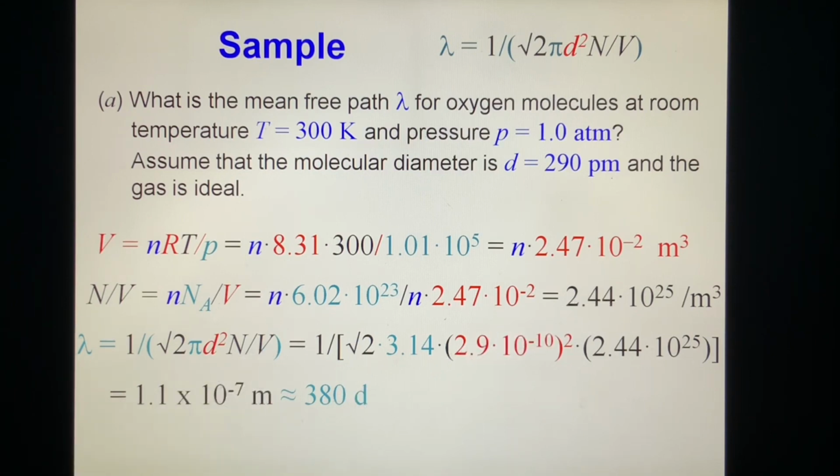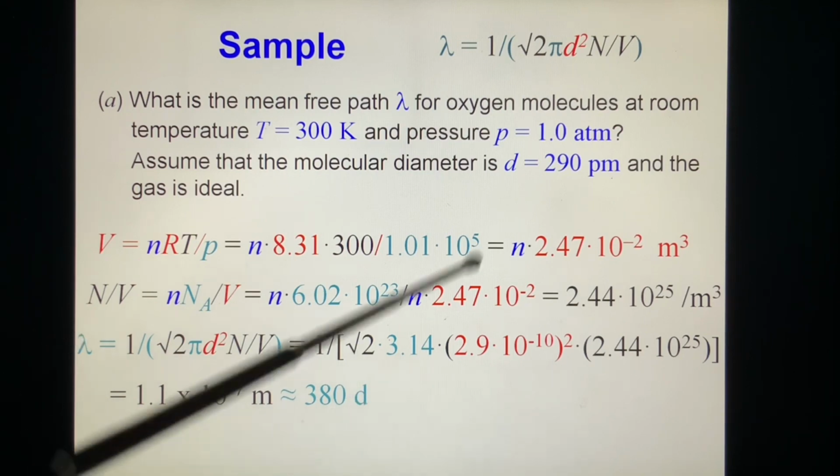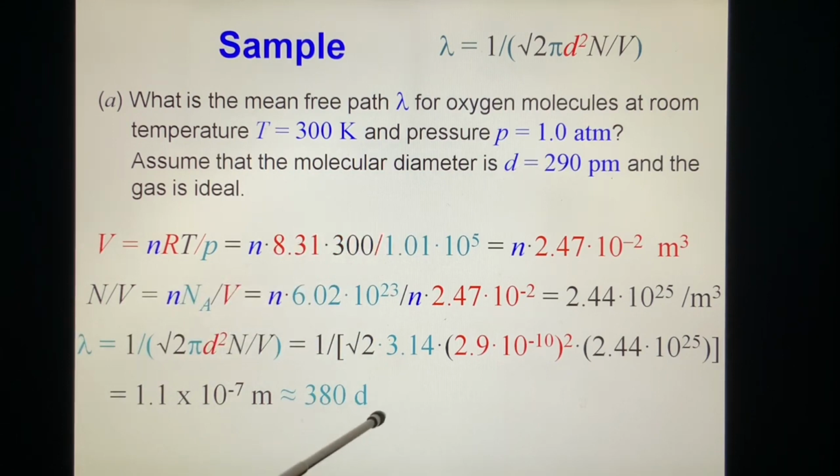Here, let me explain that. We say ideal gas, what do we need? We need the distance between molecules to be much larger than the diameter. Lambda is about 380 times d, much larger than d. Now let's see the distance between two oxygen molecules, which is about 11 d, much smaller than lambda and larger than d. So that satisfies the ideal gas criterion.